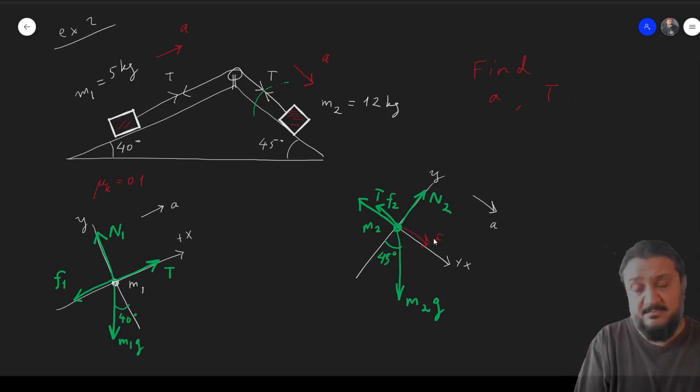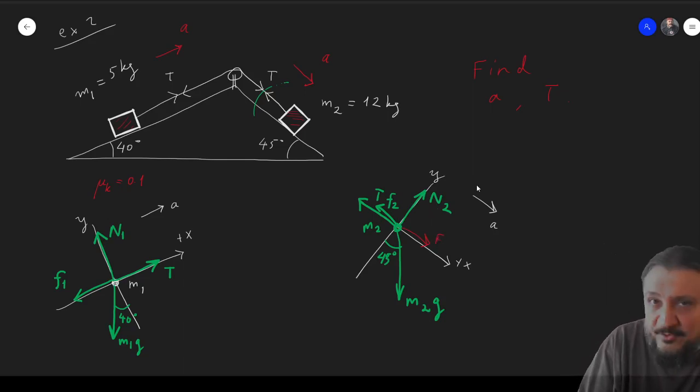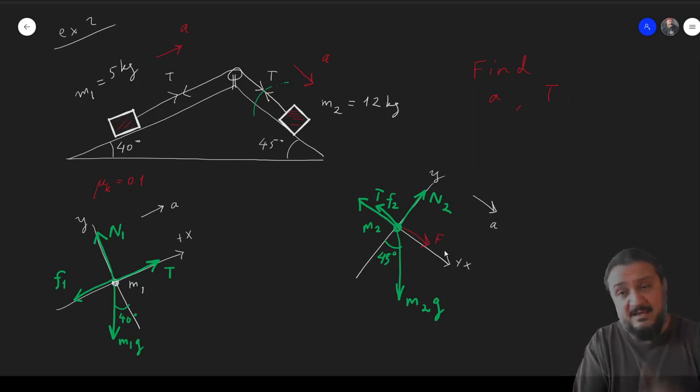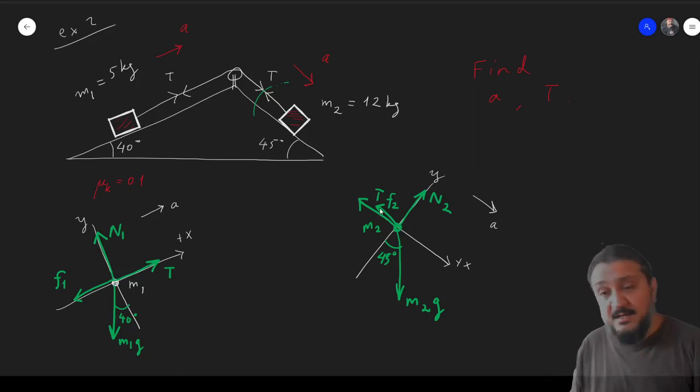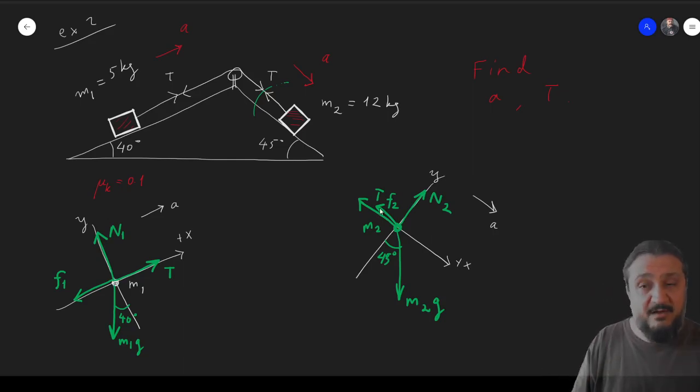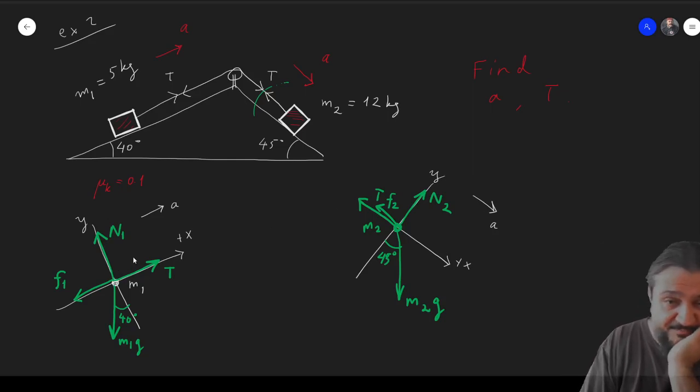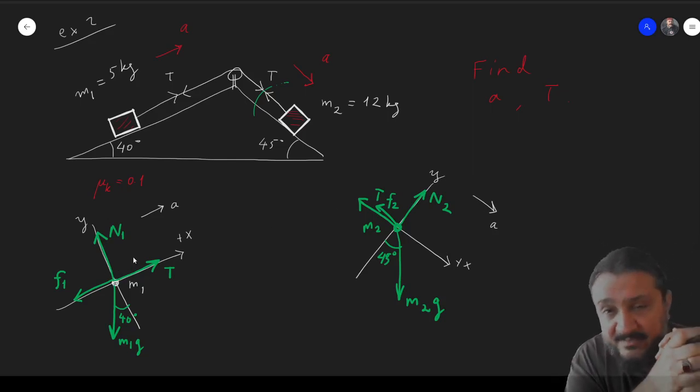You don't do that. If you're thinking in terms of the net force, yeah, the net force isn't along the A, but you don't put it here. You don't show that. The net force is the sum of these four forces, N2, M2G, F2, and T. If you add them up, you get the net force, which will indeed be in the direction of A, but you do not show it on the free body diagram. So that would be a terrible mistake to include a fifth force here. You don't do that. Same thing for the first one. So we're done with the free body diagrams.